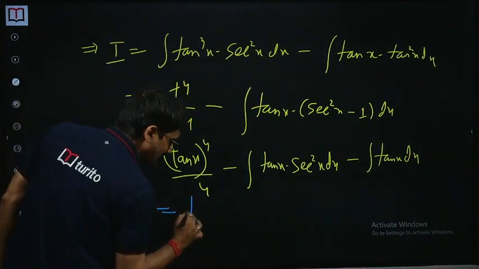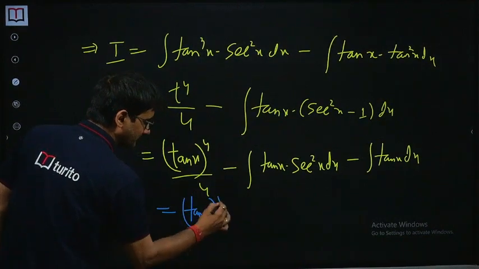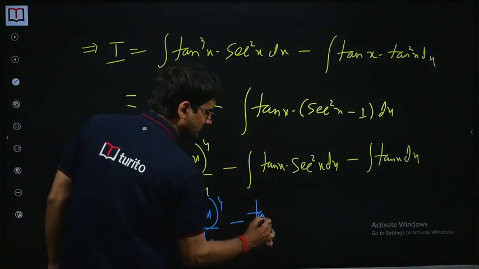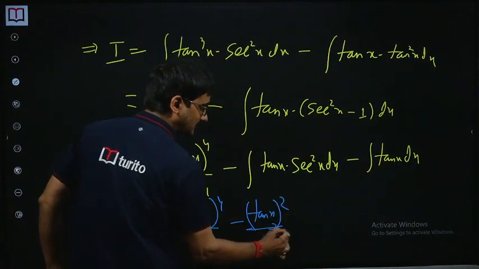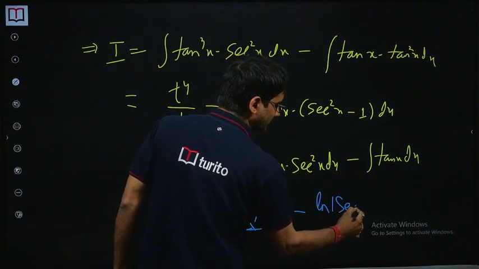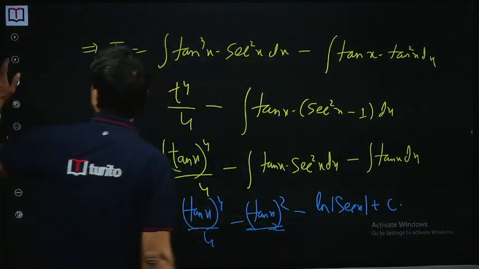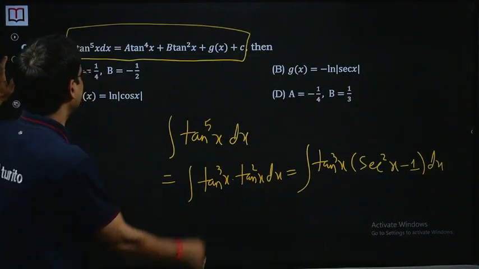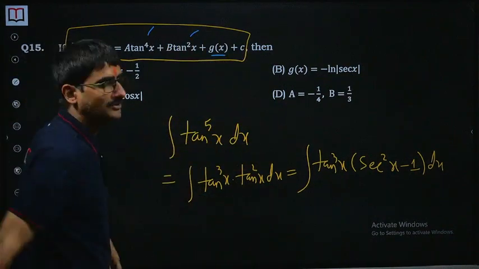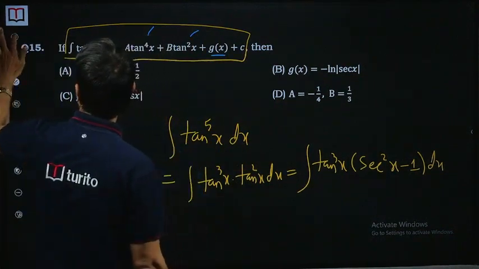Okay, so it's tan x raised to the power 4 by 4 minus tan x whole square by 2 minus ln of mod of sec x plus c. So I think those should be the type, yeah, 4, 2 and ln of mod of sec x. That's it. Okay, so then you can match it.